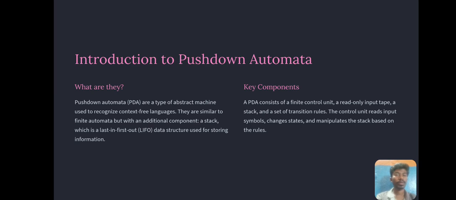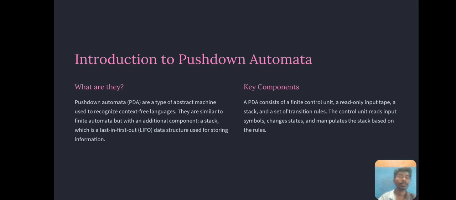First, introduction to pushdown automata. What are they? Pushdown automata (PDA) are a type of abstract machine used to recognize context-free languages. They are similar to finite automata but with an additional component, a stack, which is a last in, first out data structure used for storing information.